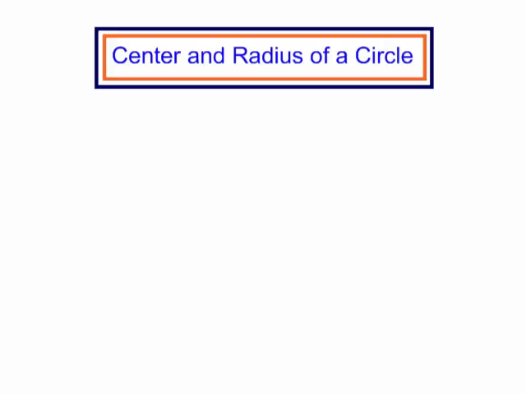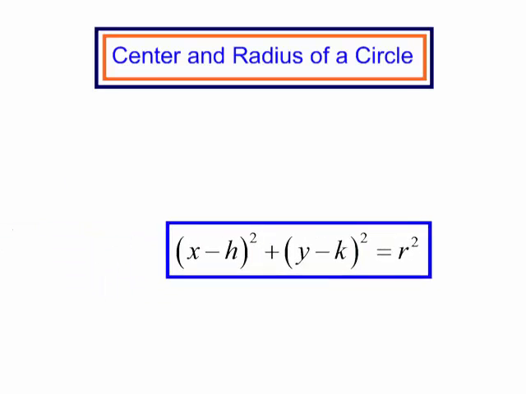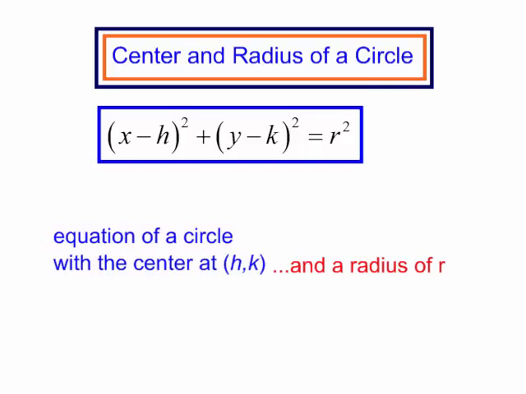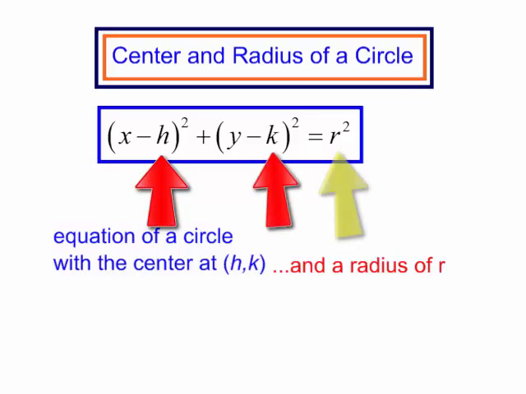In this video, we are going to talk about the center and the radius of a circle. Let's review the equation of a circle. (x − h)² + (y − k)² = r². This is the equation of a circle with the center at (h, k) and a radius of r.